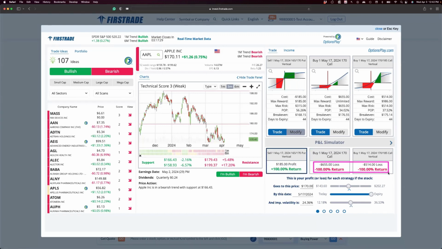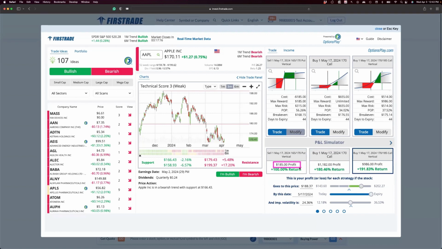And that's really the forgiving nature of these types of strategies, is that if the stock doesn't move, you still make the full profit potential. The downside to these strategies is that if the stock does move, you will only make that $185 profit, versus here you can turn a much higher dollar profit for the same amount risked. So that's really the opportunity cost with these types of strategies.